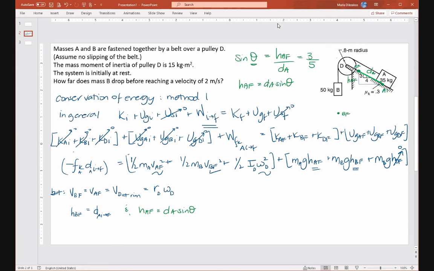Now that we have our HBF and our HAF written in terms of D, this equation only has one unknown, the D. We still have the FK here to worry about. And our FK is equal to mu K N, like Eilish had said. But our N is equal to what in this case? Because we're not given any N, but we are given some information. How do we find N?